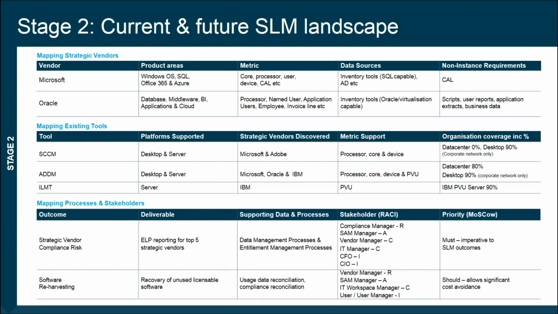The last bit of stage 2 is really just 2 areas actually. The first bit is we've just provided you with some simple tables to capture some data. So we're giving you 3 examples: mapping strategic vendors, which is, from a vendor or publisher standpoint, what products do I buy? How are they licensed or subscribed? What's my data to manage and measure those? And what other data do I need to properly manage the contract? We've given some examples of Microsoft and Oracle in this. You can clearly adapt that how you need to the vendors that you need.